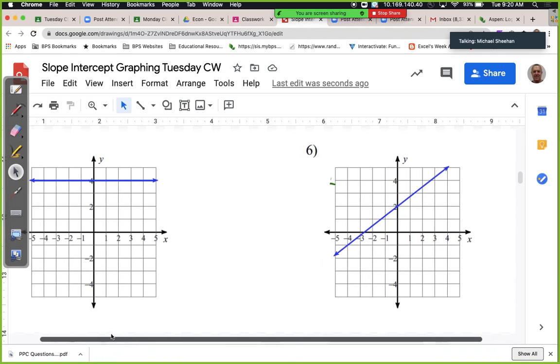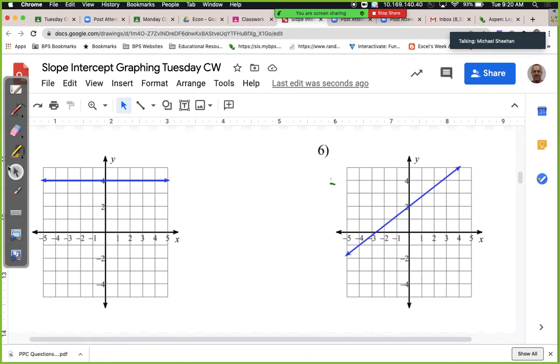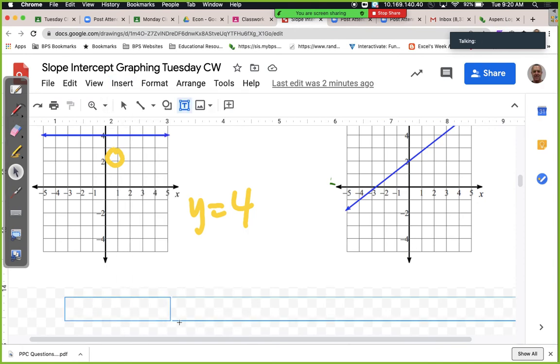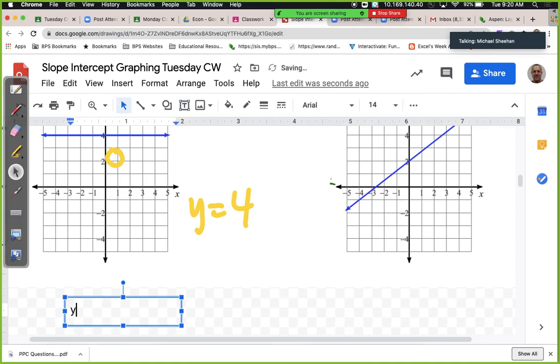Do you see number 5? This is what's called a horizontal line. If it's a horizontal line, it's a special easy kind of equation. It touches the y-axis at 4. The equation is just y equals 4. So all I have to do is insert a text box and type in y equals 4.